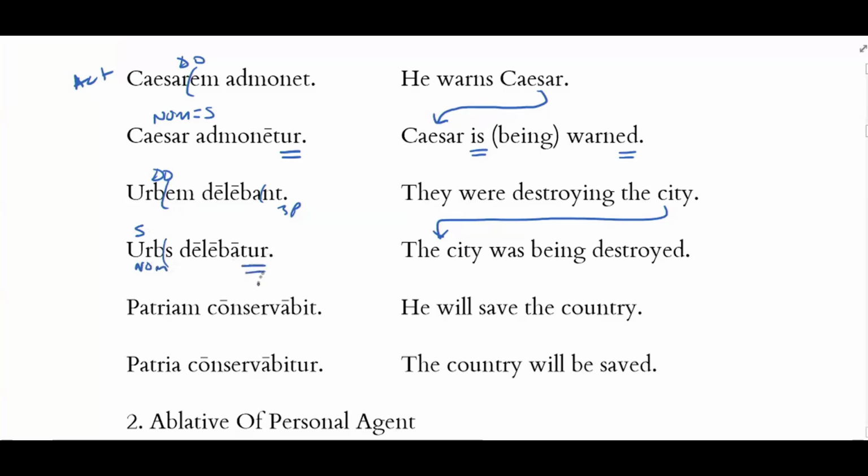And then now I have a passive verb. Delebatur, right? Delebatur. That ba tells me it's imperfect. The tur tells me it's passive. It's an imperfect passive. So the city was being destroyed.